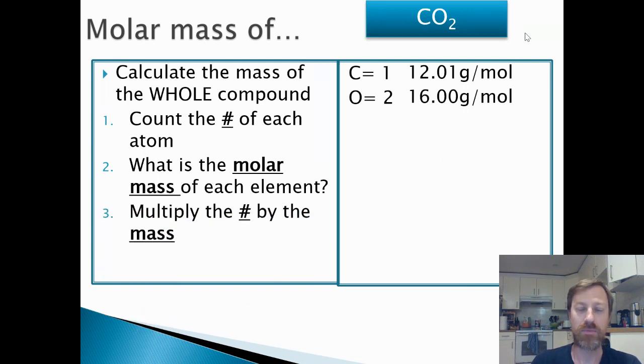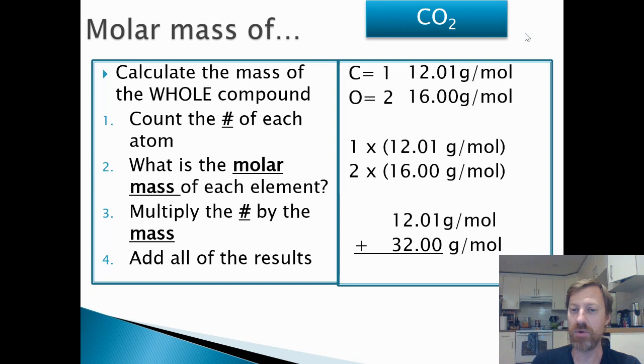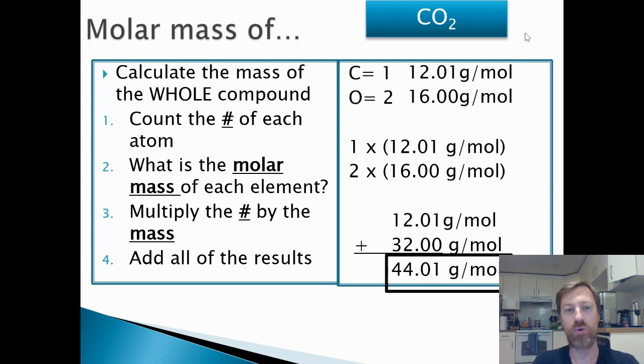Step three, you multiply the counted number of atoms of each element by the molar mass for that element. So 1 times 12.01 and 2 times 16.00. The results when we multiply are 12.01 plus 32.00. That's going to be 44.01 grams per mole. That's our answer. Let's do one more just to make sure that you are all good with this.